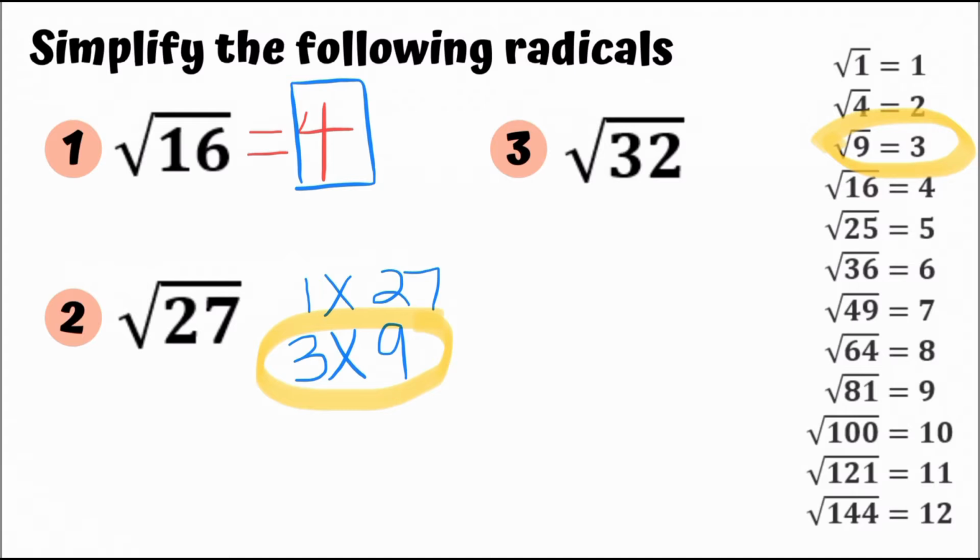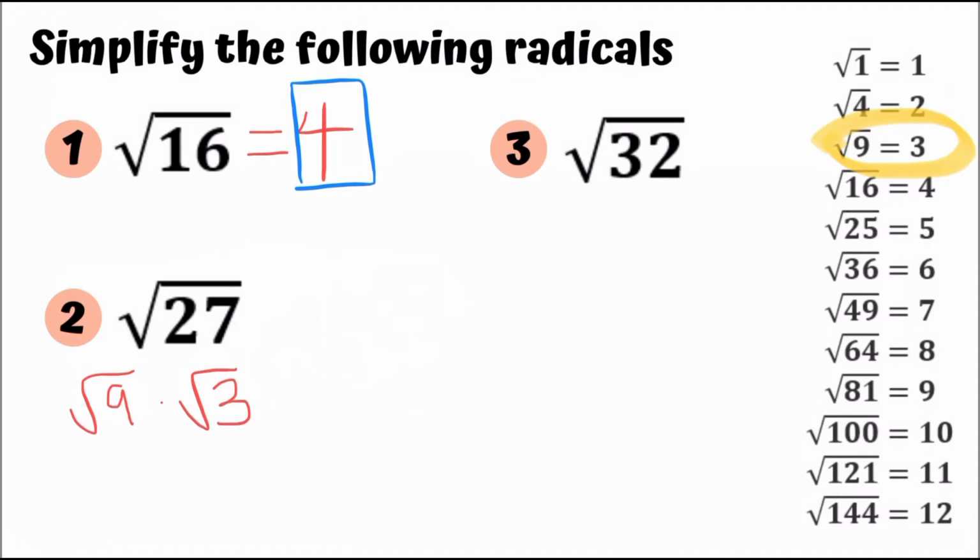And I'm going to rewrite the square root of 27 as the square root of 9 times the square root of 3. Now this is going to help me because I can break down the square root of 9 as 3. So my answer is 3 square root of 3. And that is it.